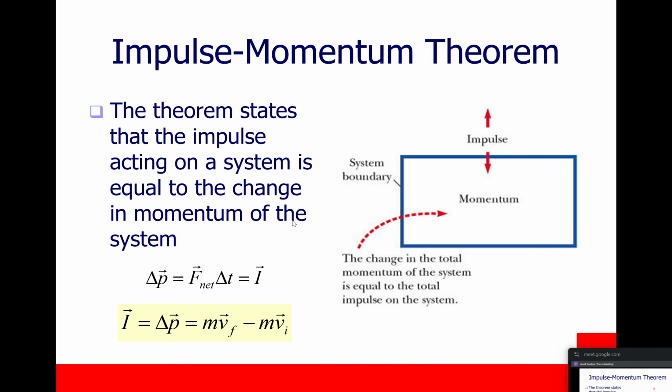Very important to me. So this is the relationship between the impulse and the momentum. You have the impulse momentum theorem. The theorem states that impulse acting on a system is equal to the change in momentum of the system. Basically, that is very simple. So impulse, that is F times change in t, equals your change in linear momentum. And what is the change in linear momentum? Mass multiplied with the final velocity minus the mass multiplied with the initial velocity.